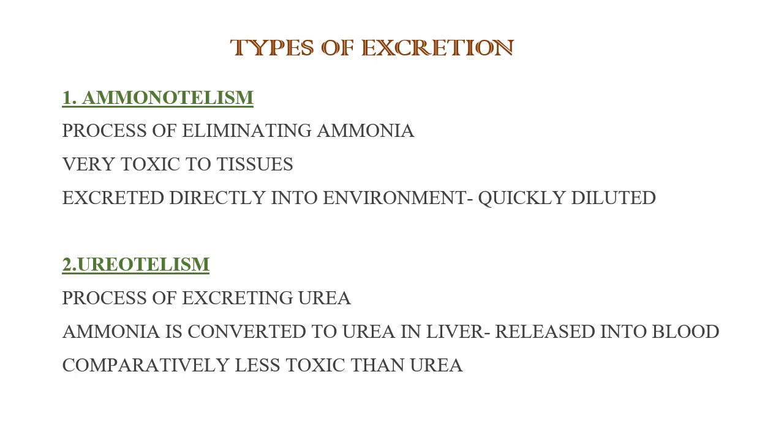Ammonotelism is the process of eliminating ammonia. We know ammonia is very toxic to the tissues. So it shouldn't be stored for a very long time. It should be excreted very quickly. So ammonia is not stored. It is excreted very quickly due to its toxicity to the tissues. Then there is ureotelism. Ureotelism is the process of excreting urea. Here ammonia is converted into urea in the liver, and this urea is eliminated through the excretory organs. It is comparatively much less toxic than ammonia.